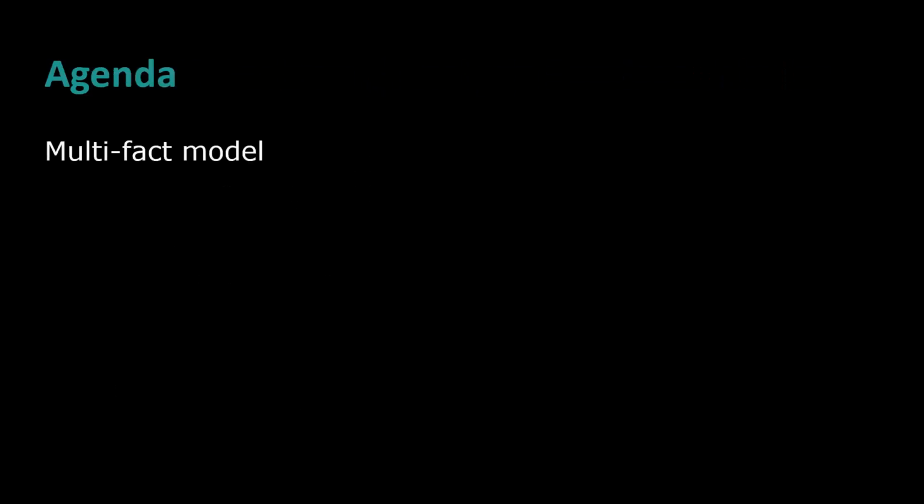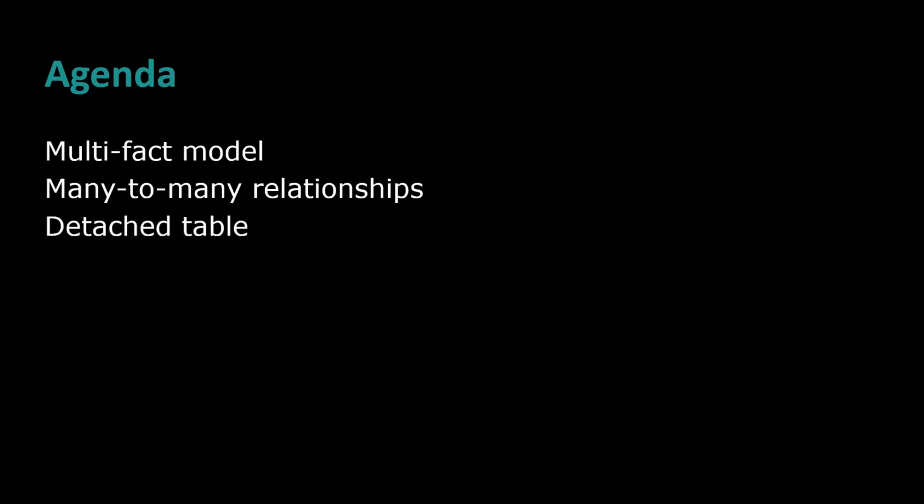So the agenda is multi-fact models. Budgeting will be the use case here. Then many-to-many relationships, which is also part of this budget topic. Then we will talk about detached tables. So I have a table with no relationship at all. Why would they build this? This will be slower, so why should I do that? And the key value pair model. So that's what we're going to see in the next 50 minutes also.